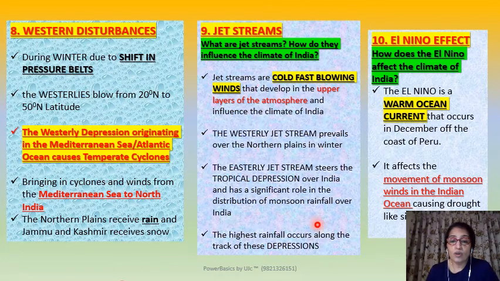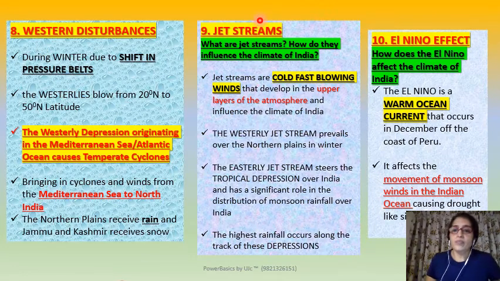The highest rainfall occurs along the track of these depressions. It's very important to learn this. The El Nino effect. How does the El Nino effect affect the climate of India? The El Nino is a warm ocean current. There is a warm ocean current that occurs in December off the coast of Peru. It affects the movement of monsoon winds in the Indian Ocean, causing drought-like situations.